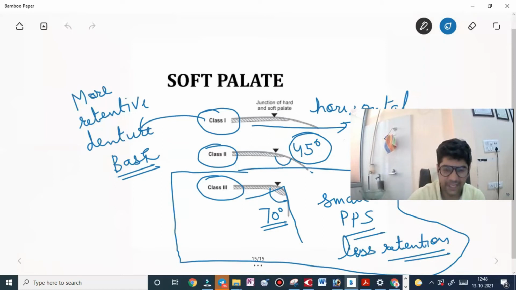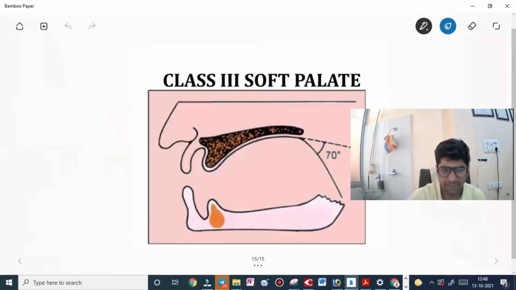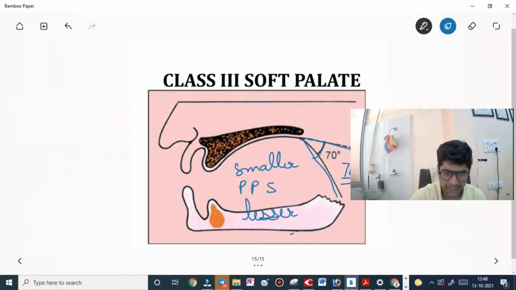In this figure, you can see a class 3 soft palate that has an angulation of 70 degrees. So there will be a smaller PPS and lesser retention. That is what you have to remember from your exam point of view.